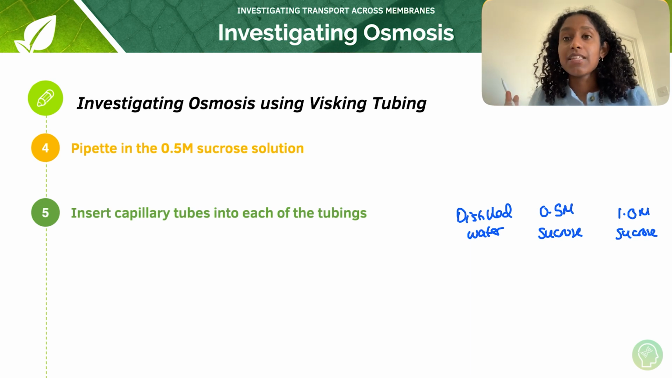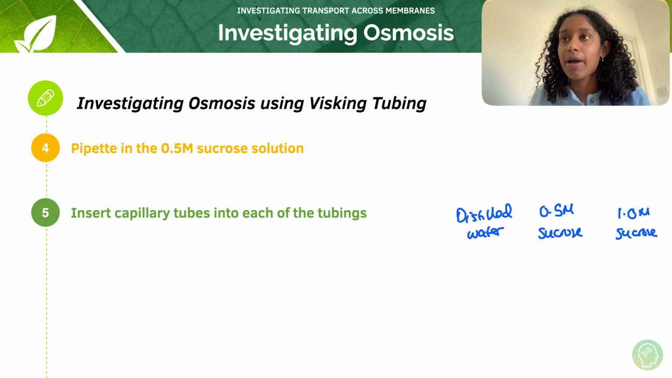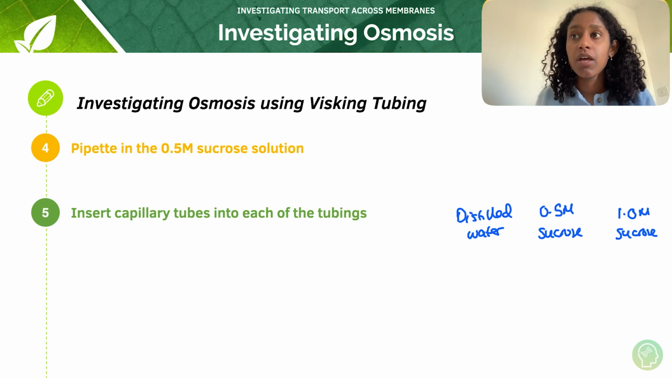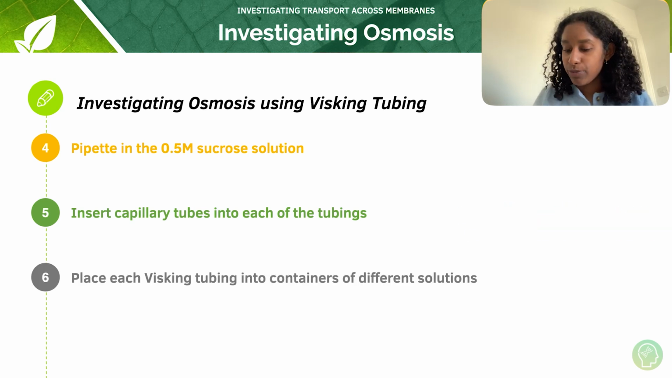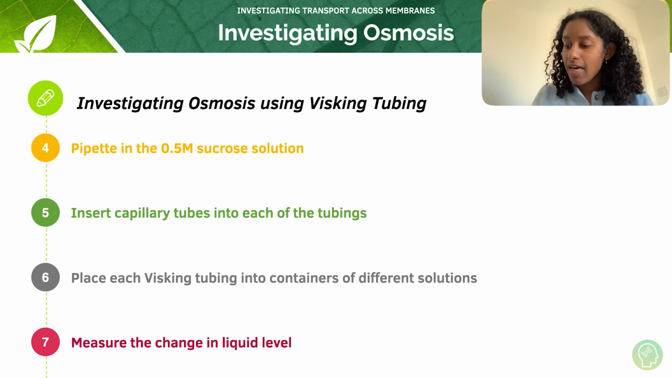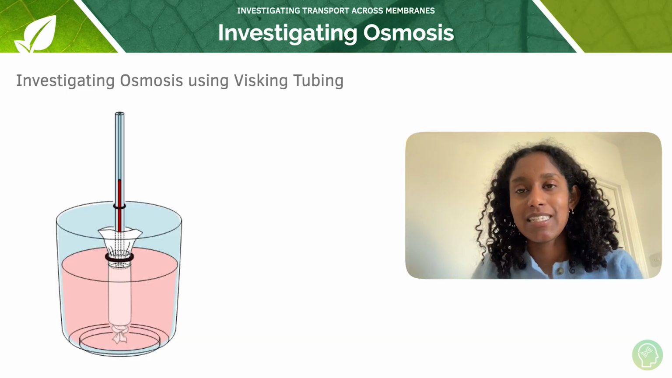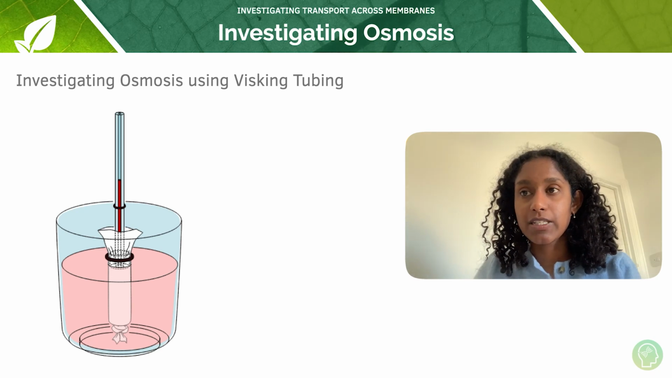And we leave them for the same amount of time. Again, it's really important that we control that variable. We want to leave them all for the same amount of time. And then we mark the new liquid level on the capillary tube before removing the Visking tubing from its beaker. And we measure that change in the liquid level. So let's just skip onto that next slide with our diagram so that I can explain this a bit more easily, with a diagram to help show what's happening.